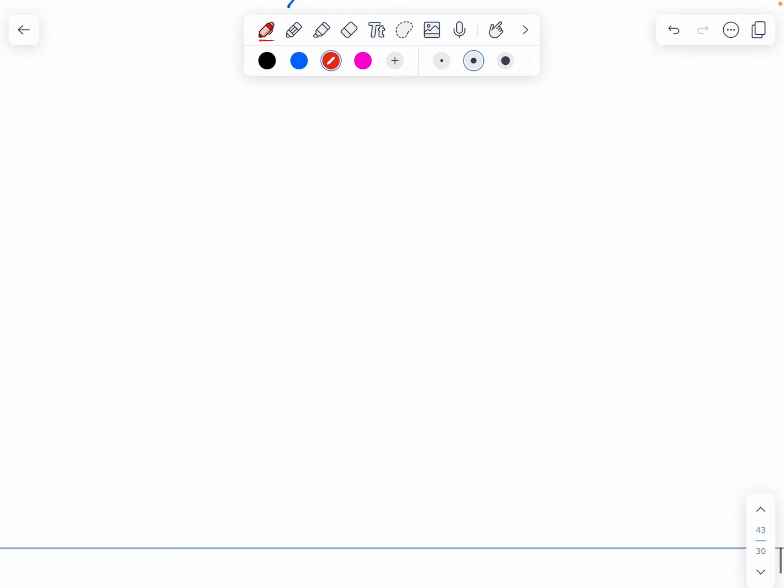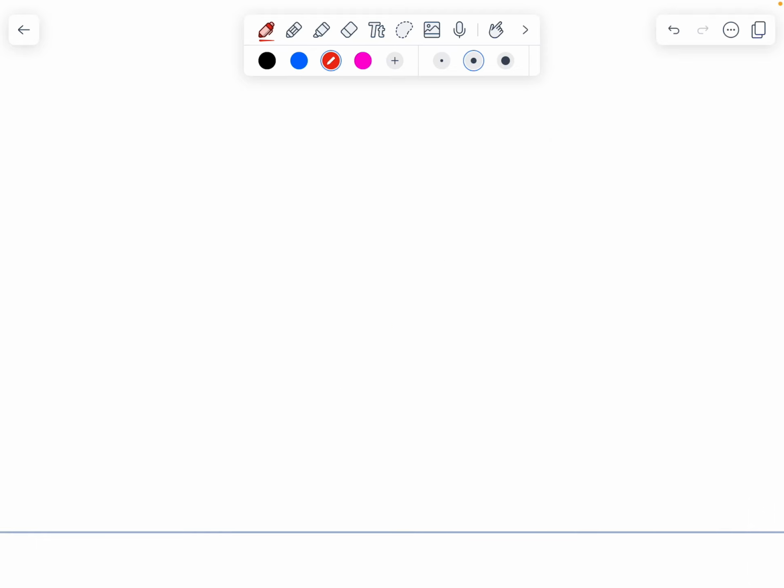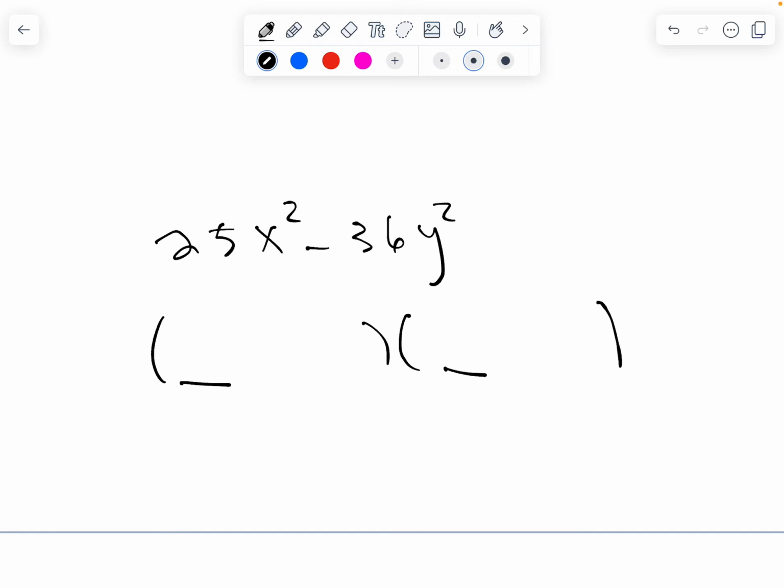Okay, let's kick this up a notch. Let's say you had something kind of horrendous like this: 25x squared minus 36y squared. Well, let's try factoring this. We have something here and something here that have to multiply to be 25. So if we put a 5 and a 5, 5 and 5 make 25. We also need an x squared, so let's give both of these guys x's. Now, we also need to get a negative 36, so we're going to do minus 6 and plus 6, and we also need a y squared, so we're going to do a y. Actually, sorry, I made that guy a plus.